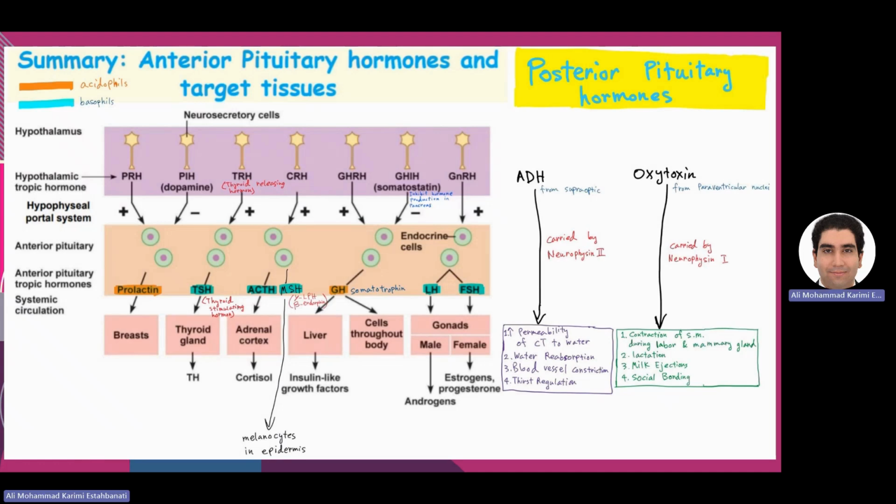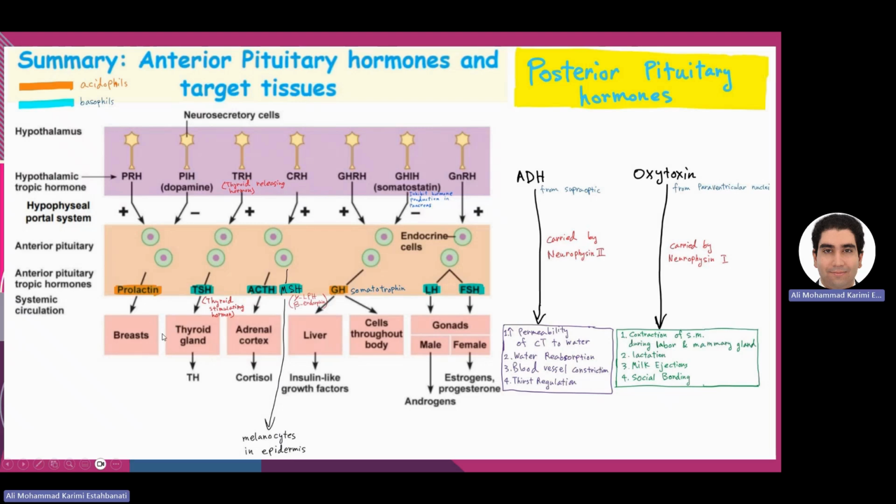Now, let's go through this diagram as well. From the hypothalamus, we have the PRH, otherwise known as prolactin releasing hormone, and the PIH, which is prolactin inhibiting hormone. So the PRH causes the production of prolactin in the anterior pituitary, and the PIH inhibits it. Another name for the PIH in our exams will be dopamine. Okay? And the prolactin goes to the breasts and causes lactation and milk production.